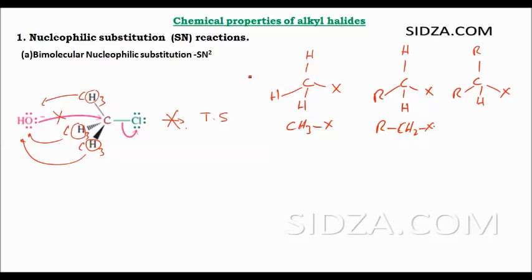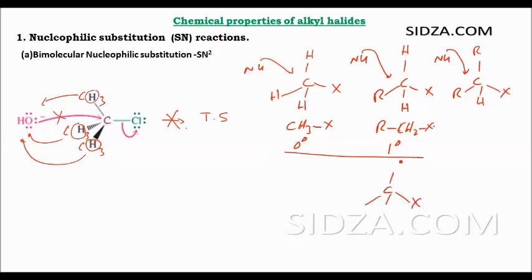Correct? The nucleophile can approach this carbon here, but in the secondary one there are some other requirements as well. However, most easily it's possible with the 0 degree and the 1 degree alkyl halide. For the tertiary it does not occur, right? If you have a tertiary alkyl halide, it's very difficult for the nucleophile to approach the carbon due to the steric hindrance. So this SN2 mechanism is not possible for the tertiary, the 3 degree alkyl halide.